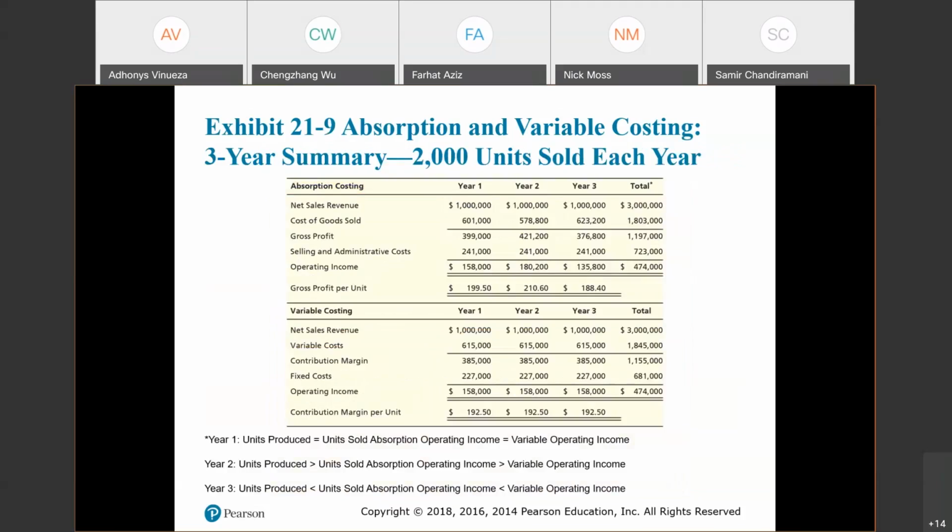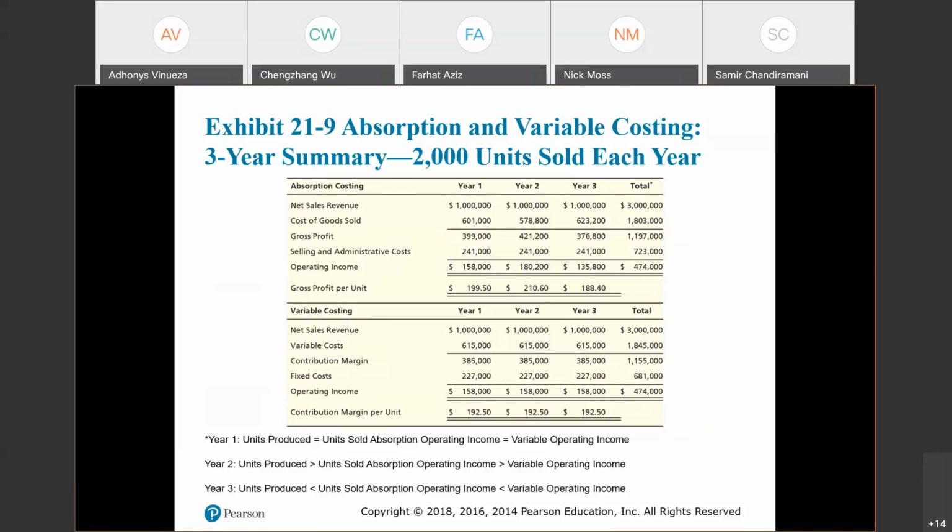So this slide summarizes the income statement for the 3 years, or for these 3 scenarios. In the 3 scenarios illustrated for Smart Touch Learning Company, the only difference was the number of tablets produced. In each year, the number of tablets sold, the sales price per unit, the variable costing per unit, and the total fixed cost were the same amounts.